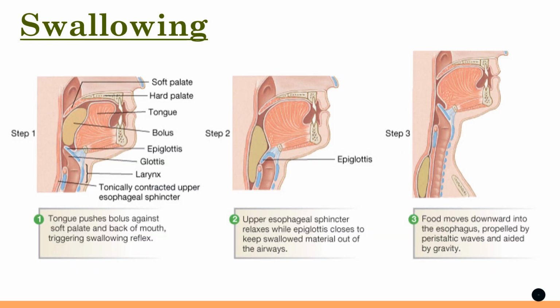Let's talk about swallowing. So in step one of swallowing, the tongue is going to push that bolus back against the soft palate and back of the mouth. This is going to trigger the swallowing reflex. At that point, the upper esophageal sphincter is going to relax while the epiglottis is going to close to keep the swallowed material out of that trachea and airway. And then the food will move downward into the esophagus propelled by those peristaltic waves and also aided by gravity.